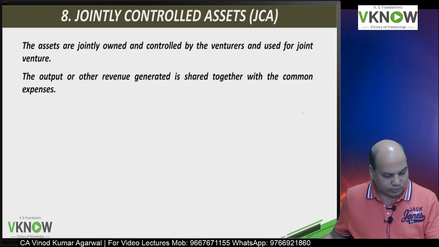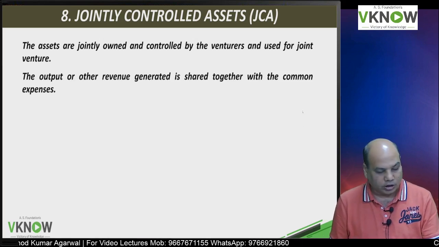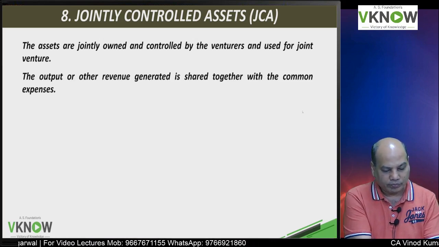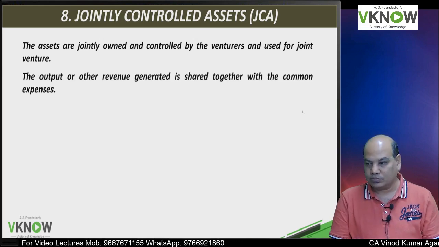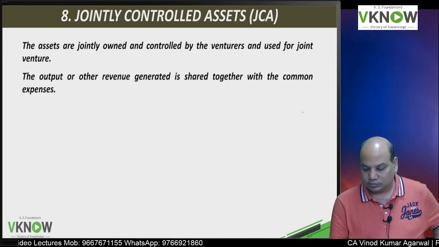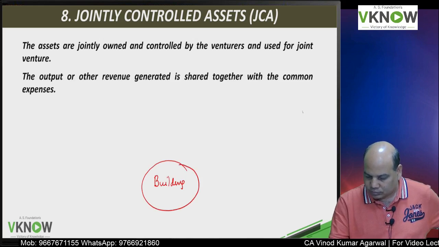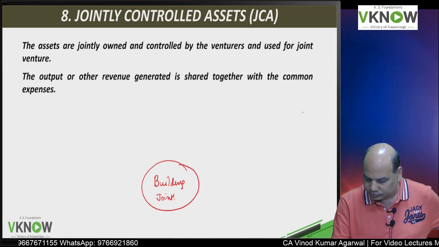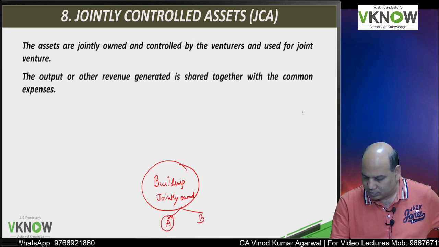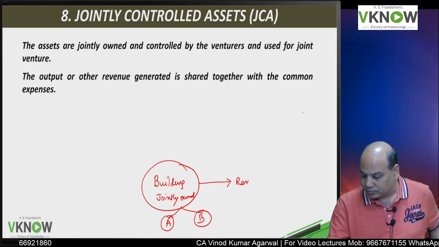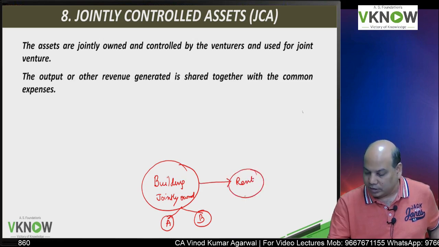Now we'll come to another issue called jointly controlled asset. Please come back to your notes, theory part, paragraph number 8, jointly controlled assets. For example, a building will be jointly owned by two parties A and B. So they may jointly own, they may rent it out, and whatever rent will be received will be shared by A and B.